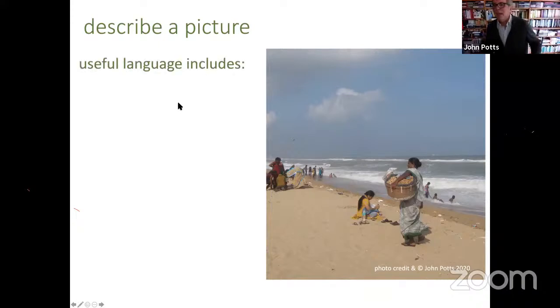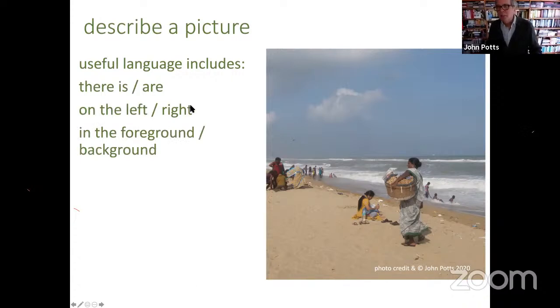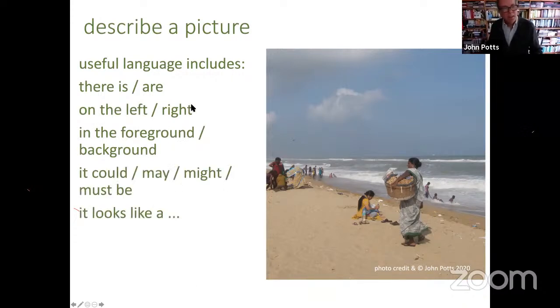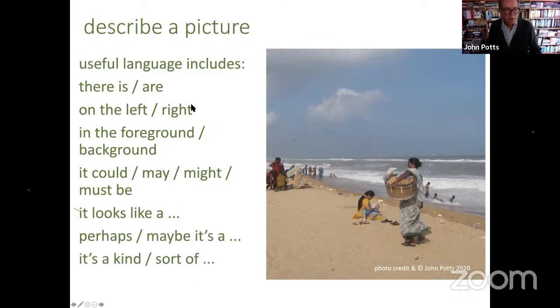So useful language includes there is and there are, obviously, on the left, on the right, in the foreground, in the background. It could be, it may be, it might be, it looks like, perhaps, it's a kind of. So this is the kind of language your learners need in order to talk about pictures. Yeah. So if they can say on the left, there's a kind of building, in the background, there's a kind of car or whatever. Yeah. So how to describe a picture. Make sure you teach your learners how to do this, the language they need.